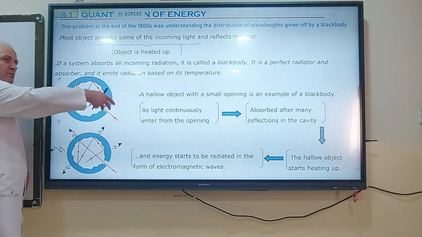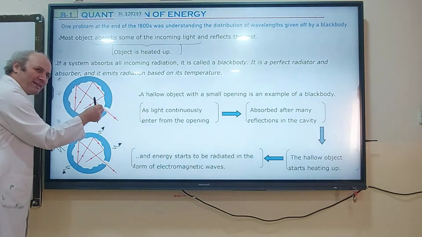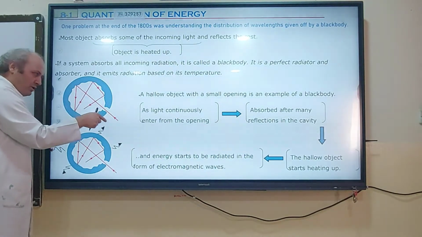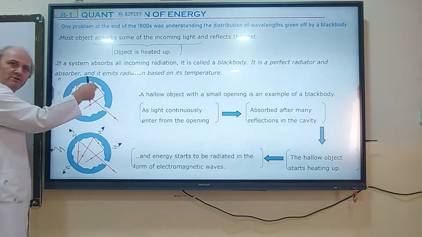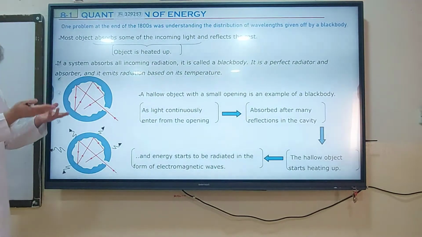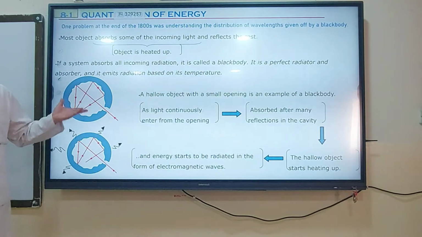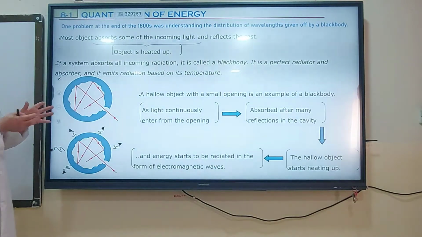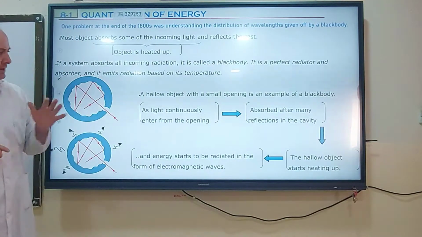You are going to use a hollow object. You are going to open very small openings so that light cannot escape. So when light enters, it will collide with this inner surface. After each collision, it will give away some of its energy, and in the end all energy of the light will be given to the object. So a hollow object with a small opening is an example of a Blackbody.